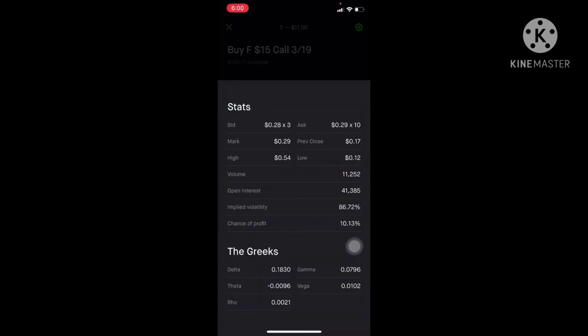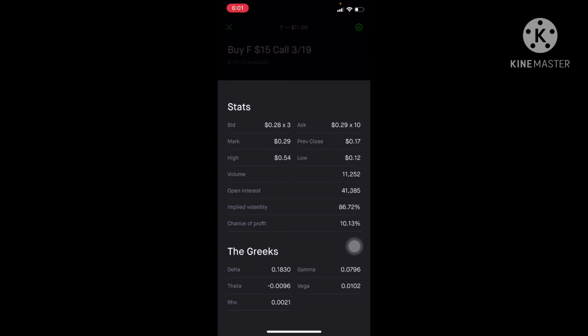Once you click on that drop down menu, it brings up stats for that particular stock. The stats that I like to pay attention to are the volume, the open interest, and the implied volatility. There's the Greeks down there, but today is not the day that I want to go over Greeks and explain all of the Greeks of an option. I want to just keep it basic.